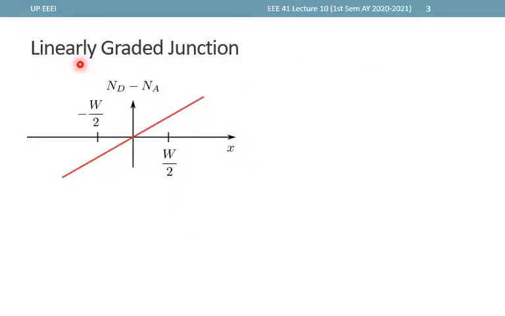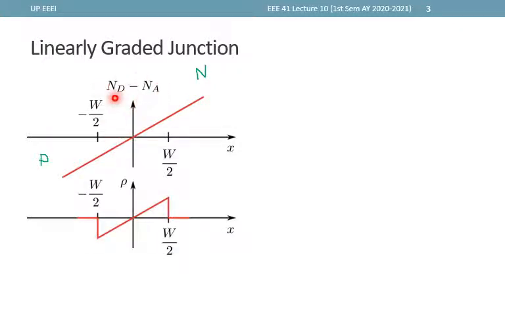Okay, let's have some review or practice first. This time we'll consider a linearly graded junction where the doping profile changes linearly within the device. Again, we're using ND minus NA. When ND minus NA is positive, that means ND is greater than NA, and this is our N side. When ND minus NA is negative, this will be our P side. And we have defined the metallurgical junction to be where ND minus NA is equal to 0.